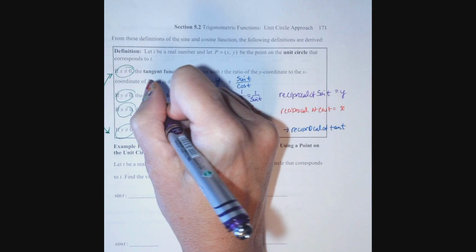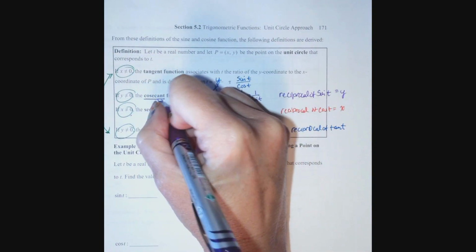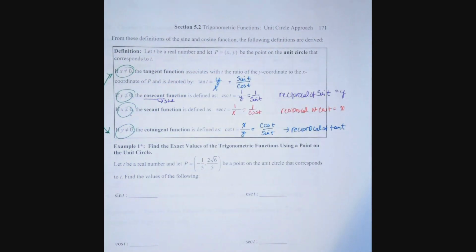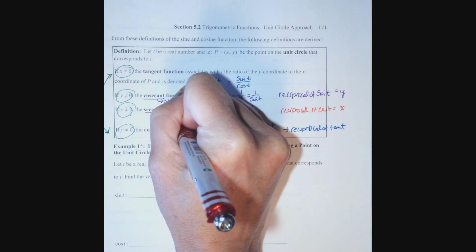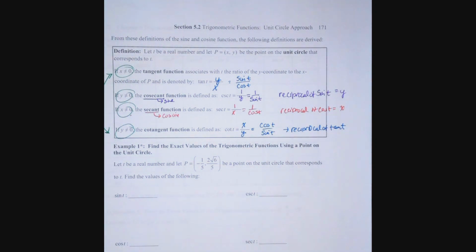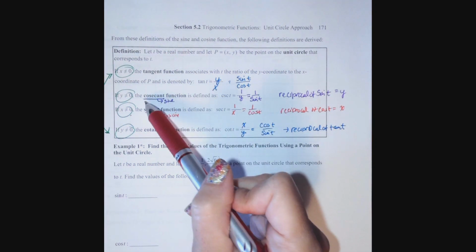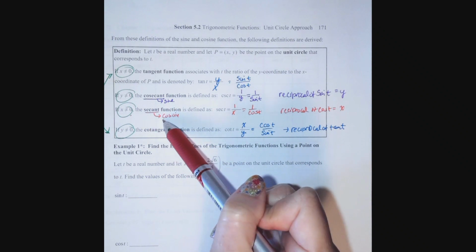Cosecant is the reciprocal of sine, and secant is the reciprocal of cosine. Now notice that the C pairs with the S. That's how I remember this. Cosecant pairs with sine, secant pairs with cosine.